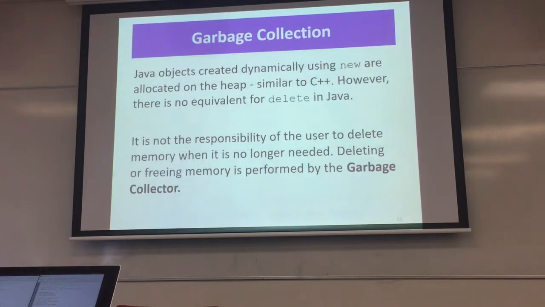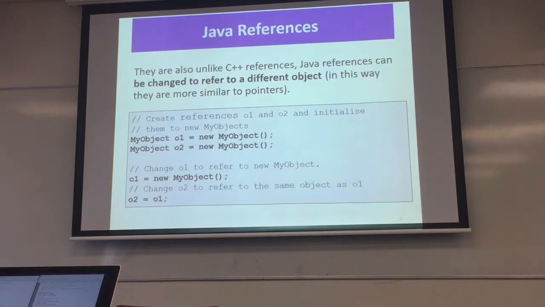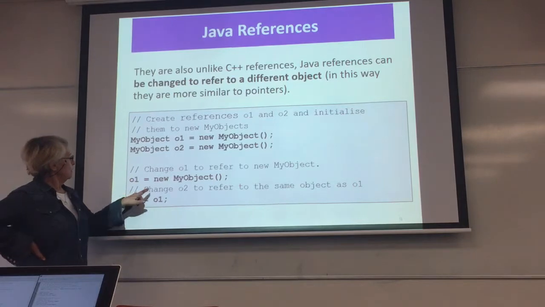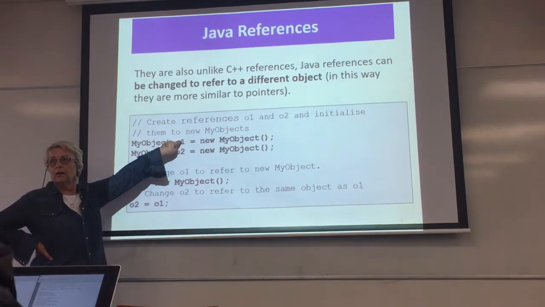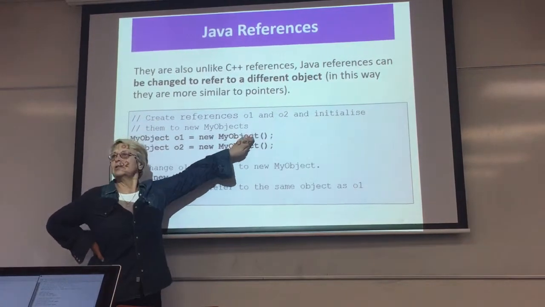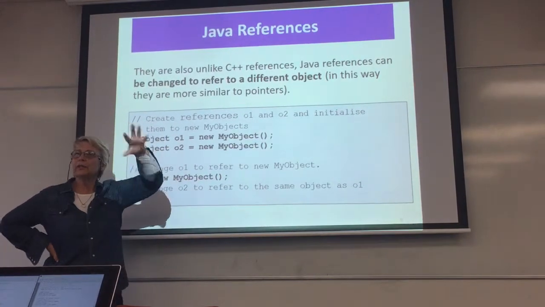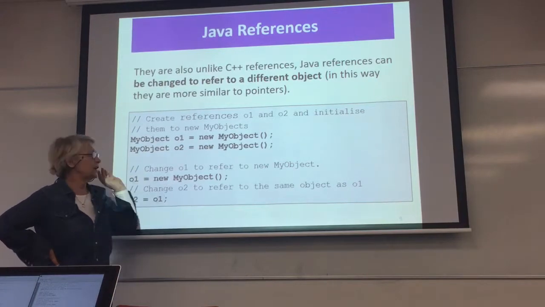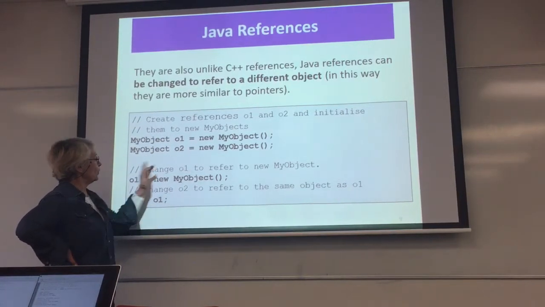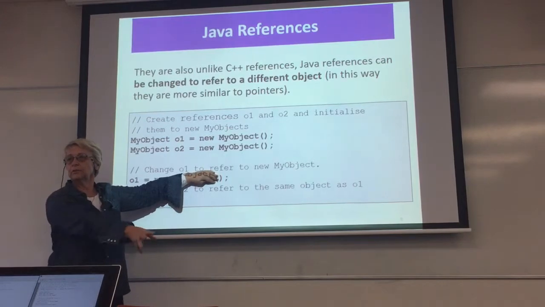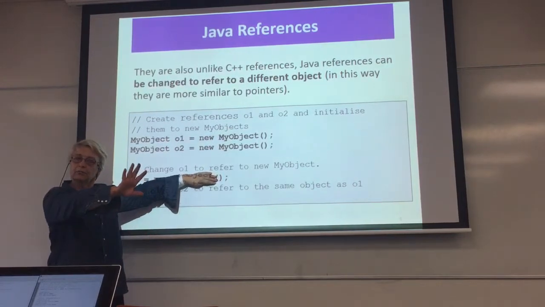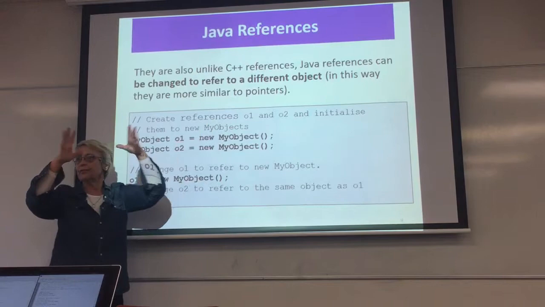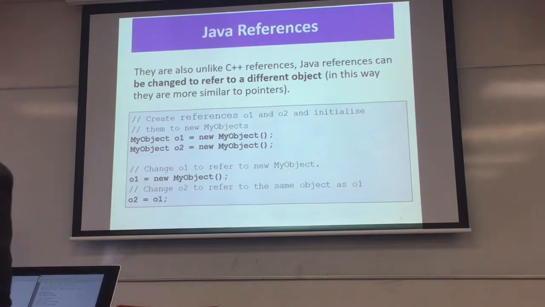So the writer of the code is not responsible for memory management because this is done by what is called garbage collection. Yes? So in the previous slide you changed the O1 reference to that first object. Yeah, so the garbage collector returns the memory. It looks at whether the object is used or not. So as soon as we set O1 to something different, Java knows that memory is free to be returned to the system. So the garbage collector does this.